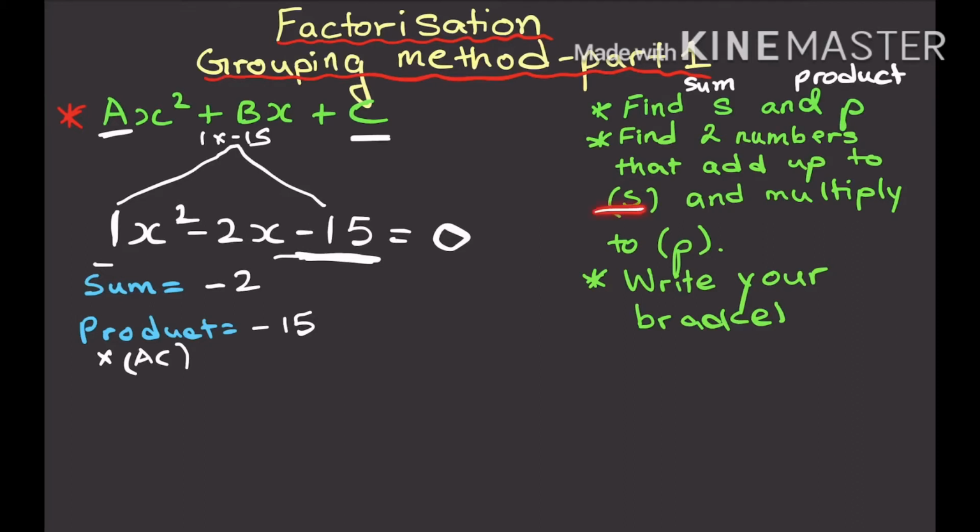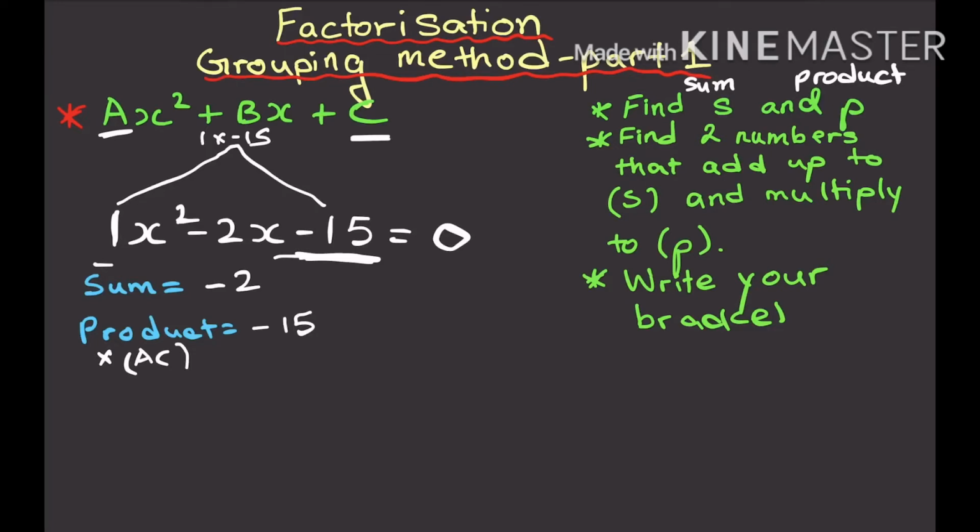Next step, find 2 numbers that add up to the s and multiply to p. Now what that means is you just have to find 2 numbers. When you add them, you get minus 2. That is the sum. And you should know that sum means add. So whenever you add those 2 numbers, you get minus 2. Whenever you multiply them, you get minus 15. Now you don't really have to, again, be so worried about finding those numbers. The more equations you will do, you'll realize that they usually use the same numbers, so you'll remember them easily.